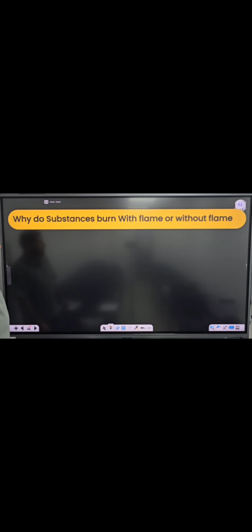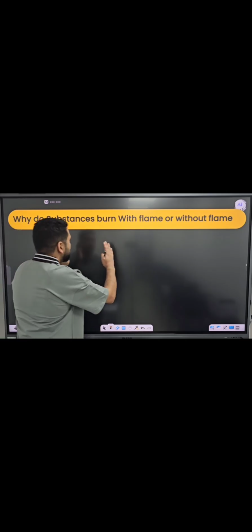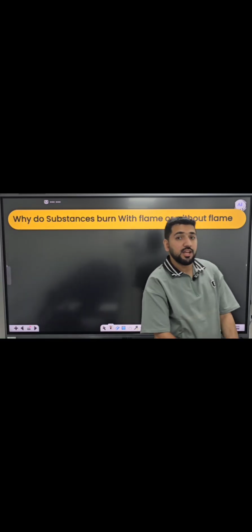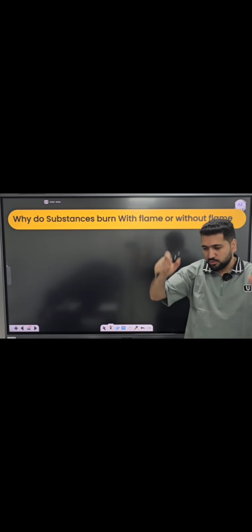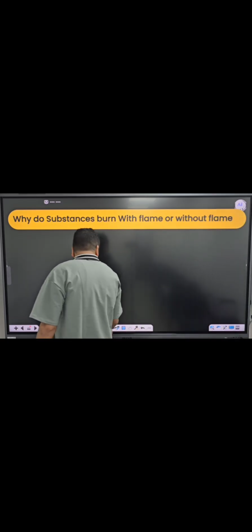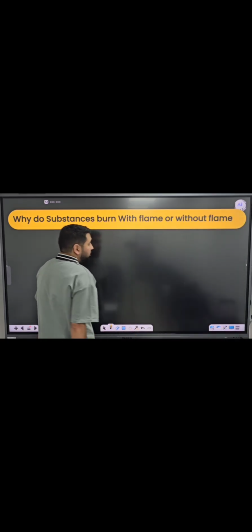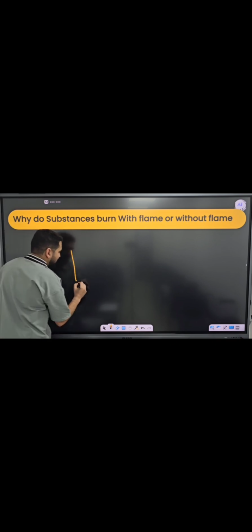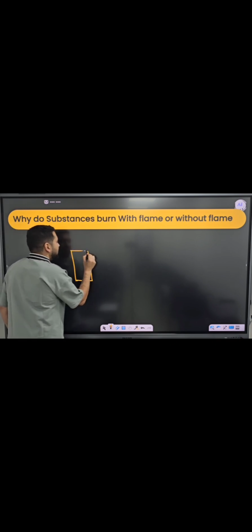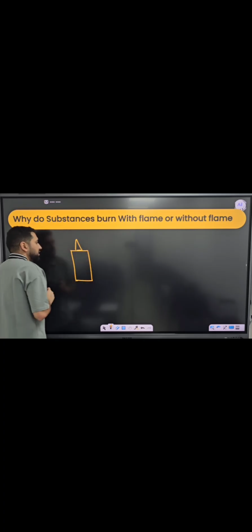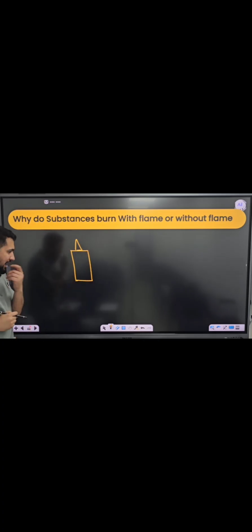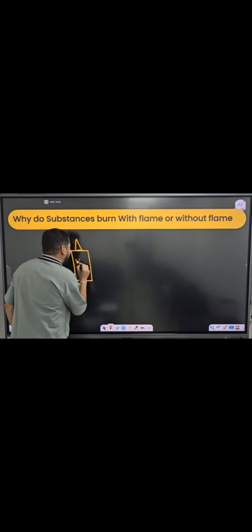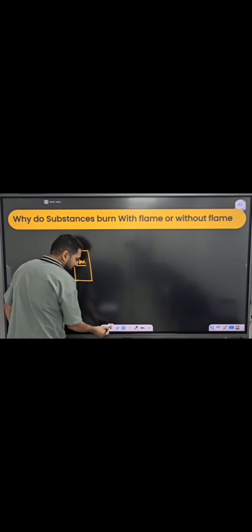Clear, guys. One simple question. Why do substances burn with flame or without flame? Try to understand. Imagine, guys, this is one candle I am having, and this candle is burning with a flame, right? Let me tell you, the fuel of candle is wax.